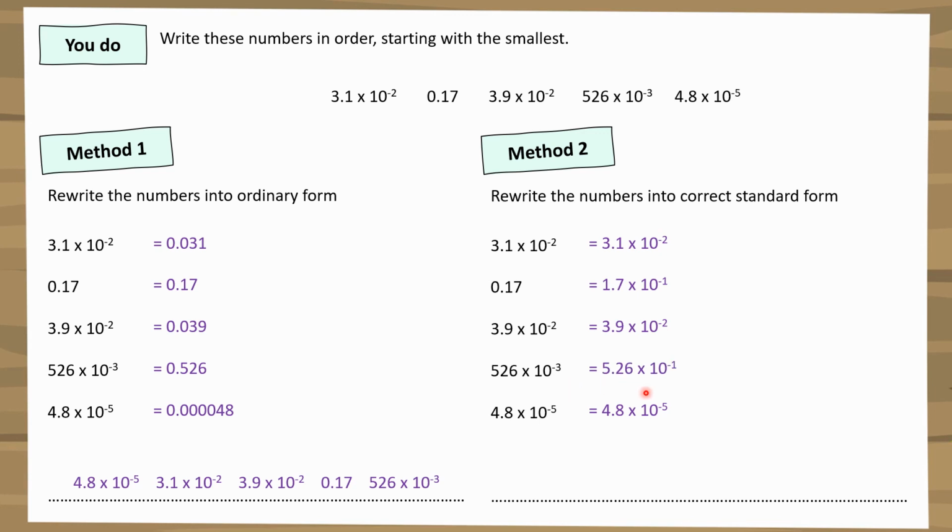And then once I've got them in standard form notation, I've got the powers to look at first. So the smallest one is this one here. That's my first number. Then I have these two, both with a power of -2, but 3.1 is smaller than 3.9. And then these two are both the power of -1, but 1.7 is smaller than 5.26. And then again, rewrite them out in order.